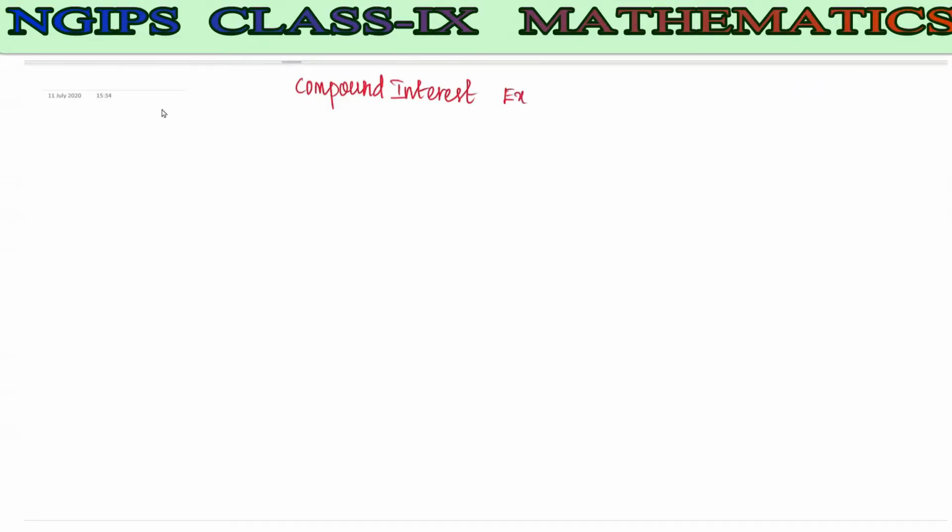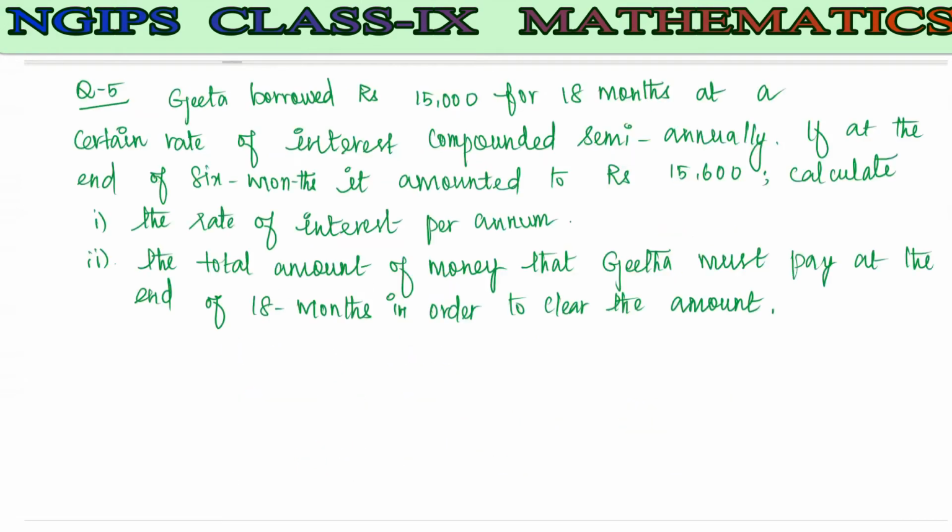Exercise 2C. If you look at number 5, Geeta borrowed rupees 15,000. So this 15,000 is going to be the principal for 18 months. Here listen carefully, they have given it in months, at a certain rate of interest compounded semi-annually. Semi-annually means every 6 months.